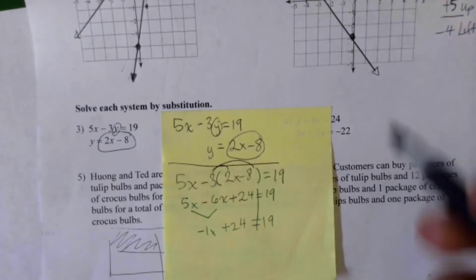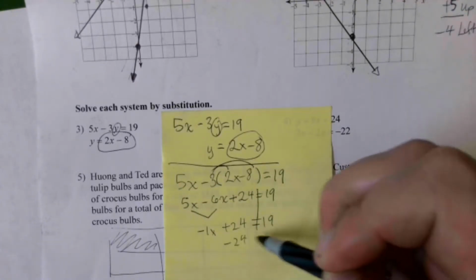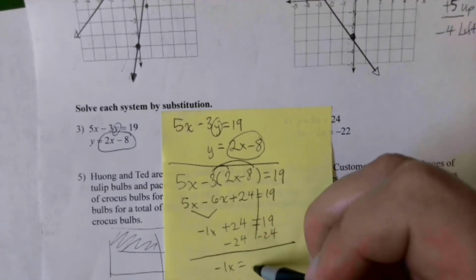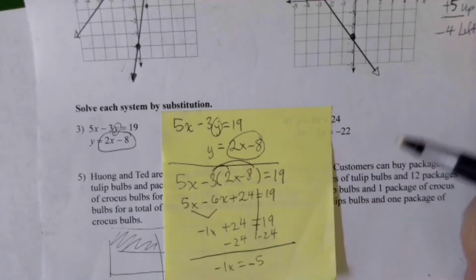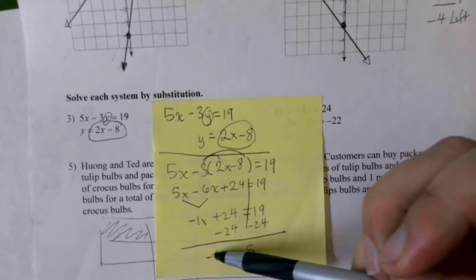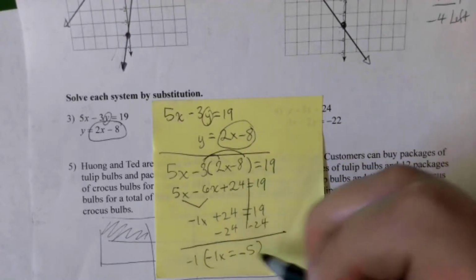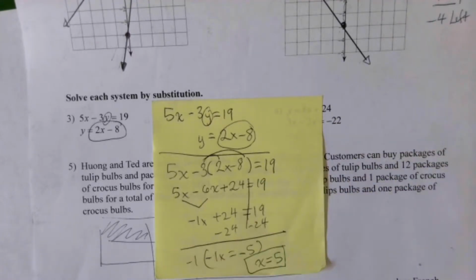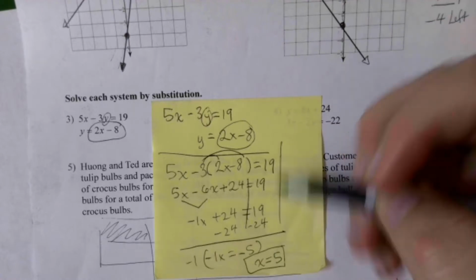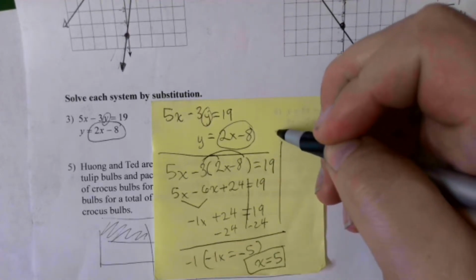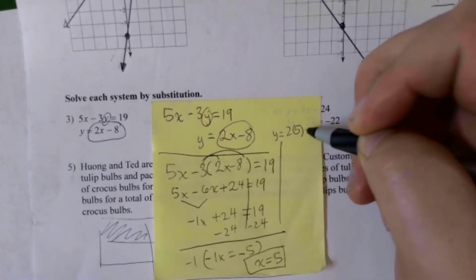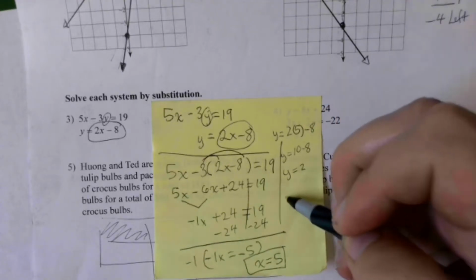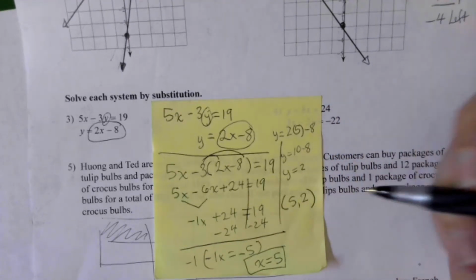I'm going to move the 24 to the other side. -1x equals -5. We're almost done. We can't have that negative there, so we multiply both sides by -1. And I get x equals 5. Well, if I know what x is, I can plug it back into this equation for what my y is. So y equals 2 times 5 minus 8. Well, y is 10, take away 8, so y is 2. So my answer is 5, 2.